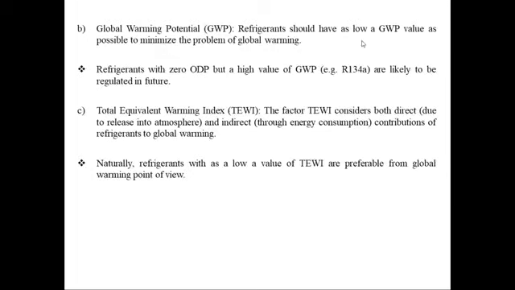Okay. Global warming potential. A refrigerant should have as low a GWP value as possible to minimize the problem of global warming. In the case of global warming, carbon dioxide is used as a standard. So the global warming potential of carbon dioxide is 1, and everything else is compared with that value and given a number, so you know how dangerous it is with respect to that. In the case of ODP, R11 is considered the standard and is given a value of 1, and the others are compared with that.